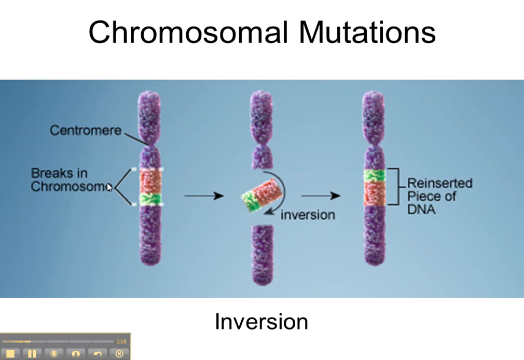In an inversion, a piece of a chromosome breaks off, actually flips upside down, which is what inversion means, and then reinserts itself back into the chromosome. These mutations are not always as serious as deletions or duplications because the chromosome is still intact and the genetic information is still present, but in a reverse order.